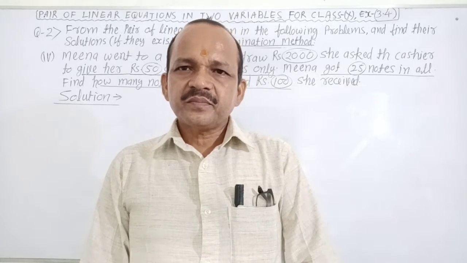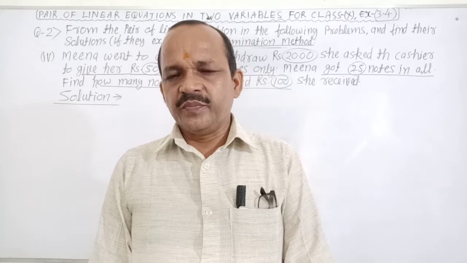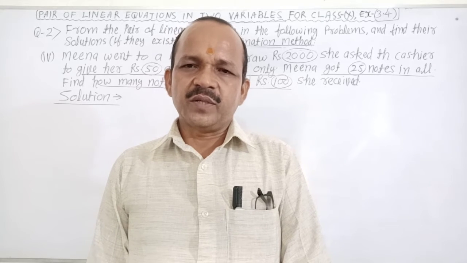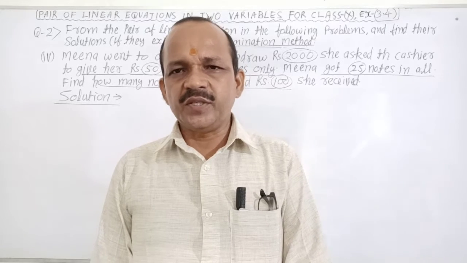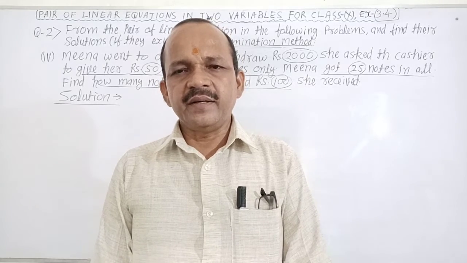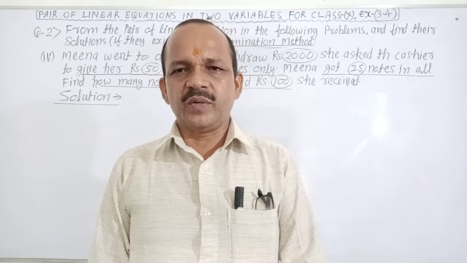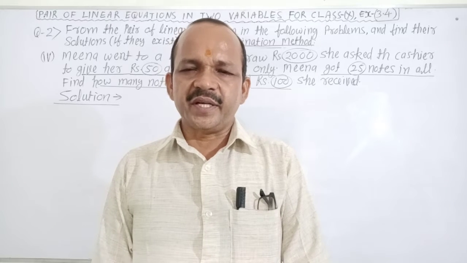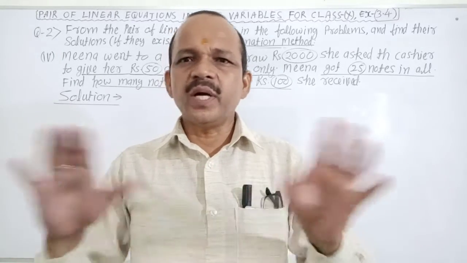Very good. If a1 by a2 not equal to b1 by b2, then it shows intersecting lines, consistent system and unique solution. If a1 by a2 equal to b1 by b2 not equal to c1 by c2, then it shows parallel lines, inconsistent system and no solution. If a1 by a2 equal to b1 by b2 equal to c1 by c2, then it shows coincident lines, consistent dependent system and infinitely many solutions. It is clear.